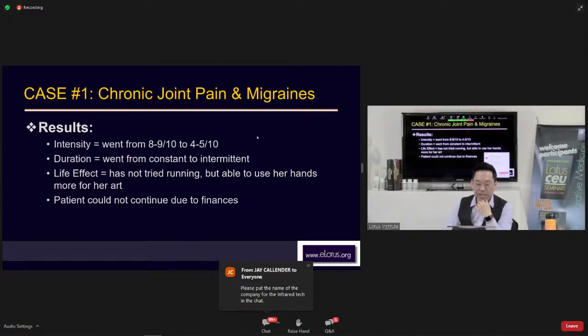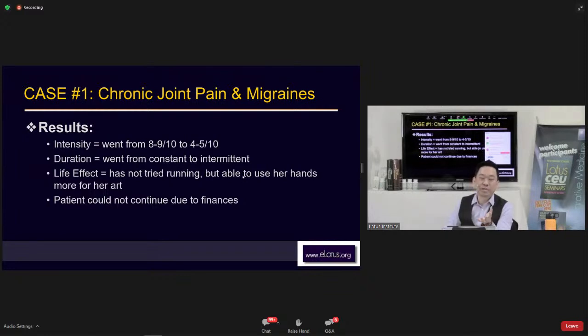The life effect: she hasn't tried running yet, but she was able to use her hands and start drawing. Just after 4 treatments, she was already regaining some of her life effect, right? Unfortunately for this patient, she couldn't continue due to finances. But I wanted to share this case because it was one of the cases where we used just FSM and nothing else.